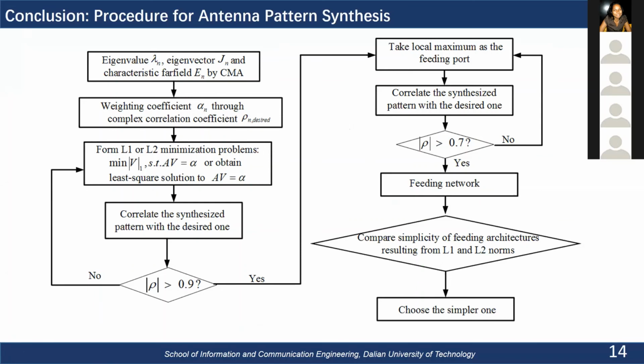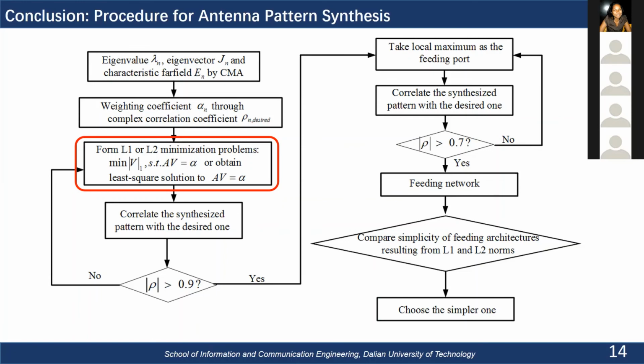So my talk here is talking about pattern synthesis. So what do we have? In the beginning, we have a structure, and we have a desired pattern to be synthesized. That is what we want our structure to radiate. Now, what shall we do? The first thing we do is calculate the eigenvalue, eigenvectors, and characteristic far field of the structure. And then we calculate the weighting coefficient of each mode through the correlation coefficient. Afterwards, we use L1 or L2 norm to solve the problem to achieve a sparse feeding vector V.